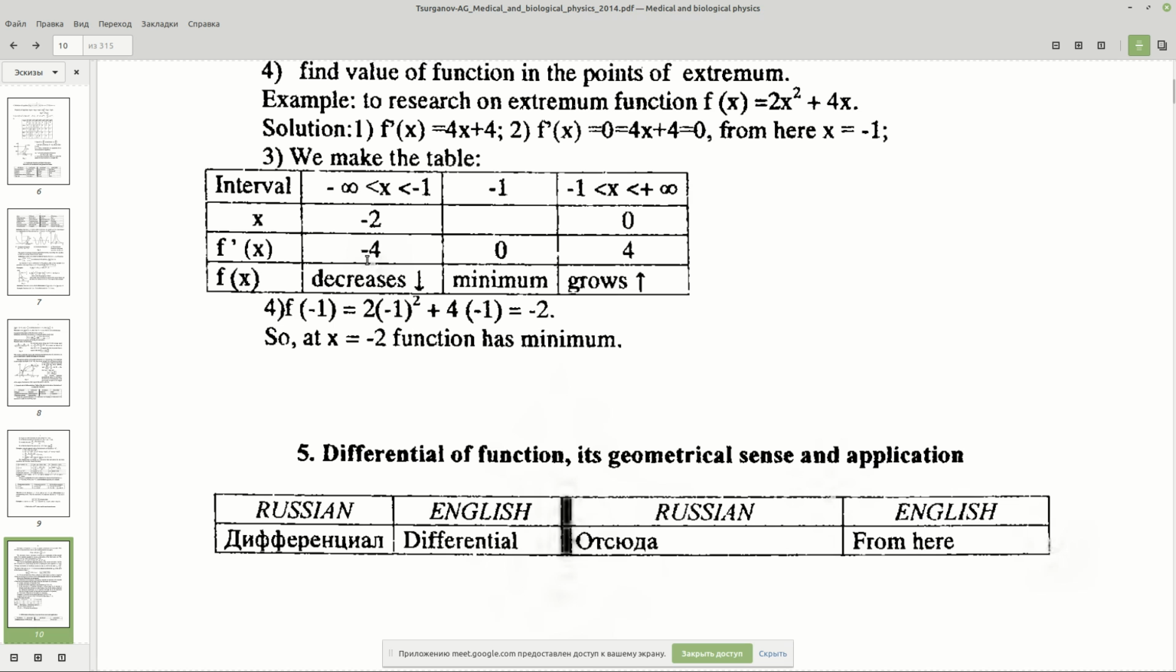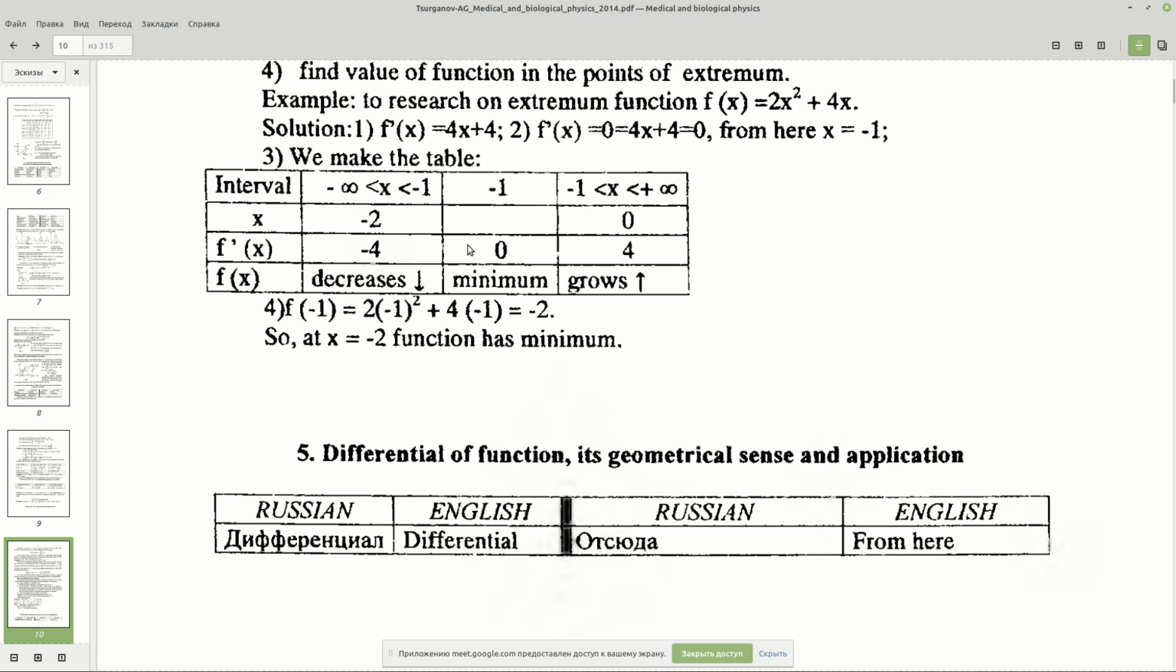The function grows, and as a result the point minus 1 will be a minimum. So at the point minus 1 there is a minimum of the function. The value of the function will be minus 2. So at the point minus 1 the function has a minimum of minus 2.